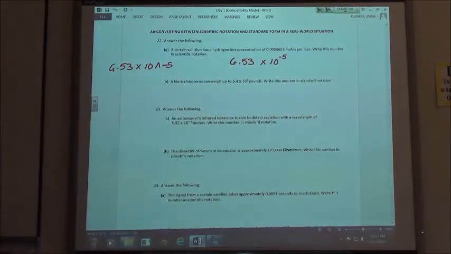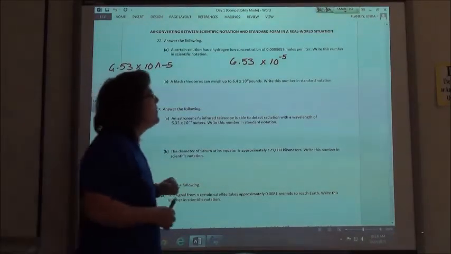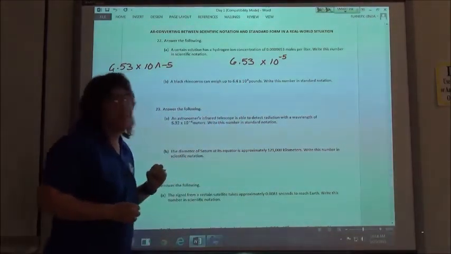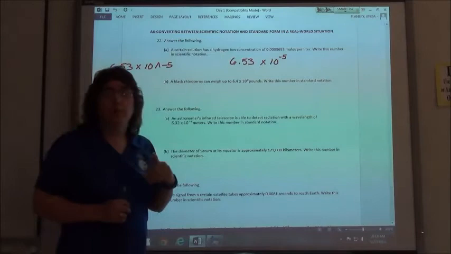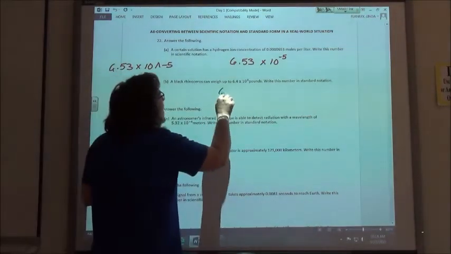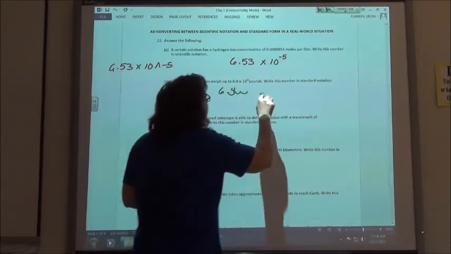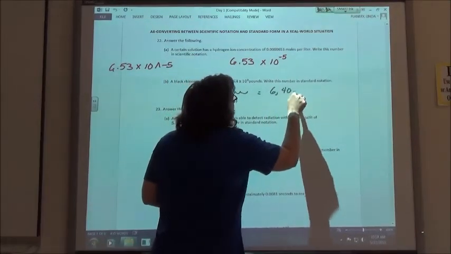Part B is that a black rhinoceros can weigh up to 6.4 times 10 to the 3rd pounds. Write this number in standard notation. So basically all I'm doing is multiplying by the 10 to the 3rd, which moves my decimal 3 places to the right. If I have 6.4 and I move it 1, 2, 3 places, that's 6,400 pounds.